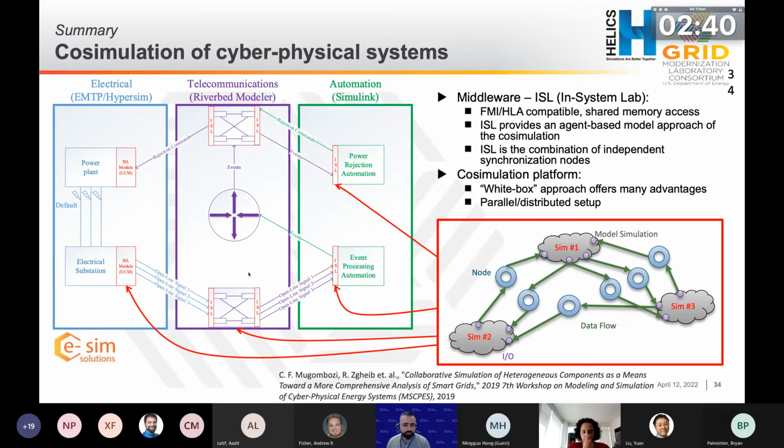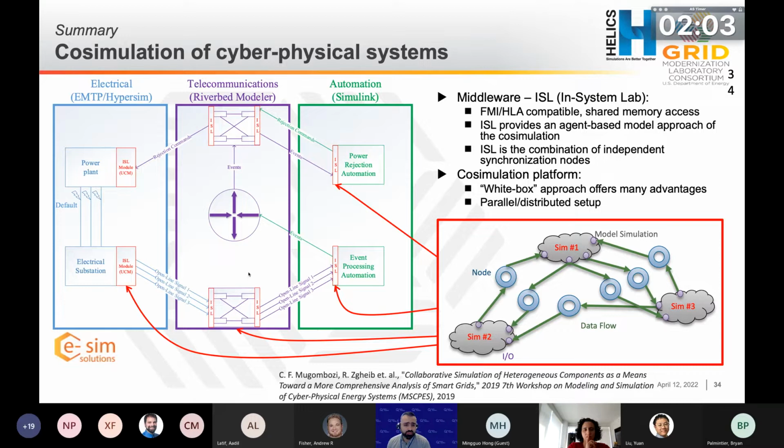In this proof of concept, we tried to simulate an automation system, which is the power production rejection and load shedding, as you can see in this green rectangle. The ISL is FMI and HLA compatible. In this part of the work, we're trying to focus on the electrical aspect. So we have EMTP connected with HyperSim and possibly PSSE. We also have real relays that we're using, so we're also using HIL, hardware in the loop.